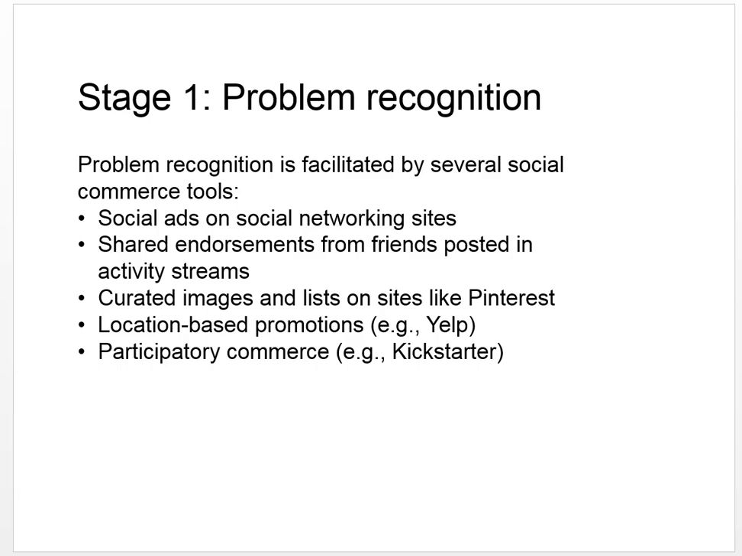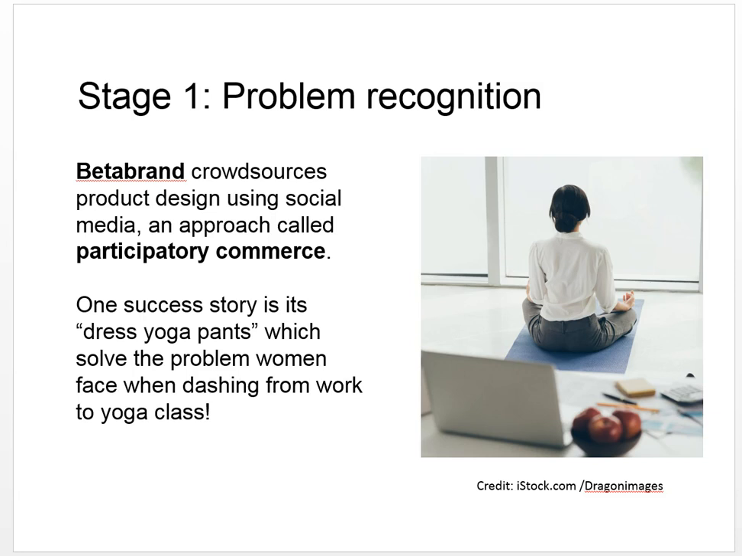So problem recognition is facilitated by several social commerce tools. So social ads on social networking sites can facilitate a problem. Shared endorsement from a friend posted in an active stream, curated images and lists on sites like Pinterest, location-based promotions like Yelp, and then participatory commerce like Kickstarter. So there could be many triggers to identify a particular problem recognition, right?